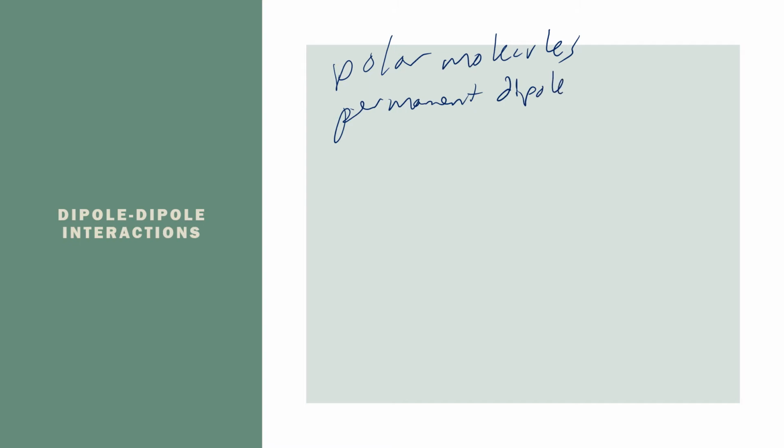Essentially, these are synonyms. Polar molecules have a permanent dipole. They have a permanent charge distribution. So let's think of something like NCl3.